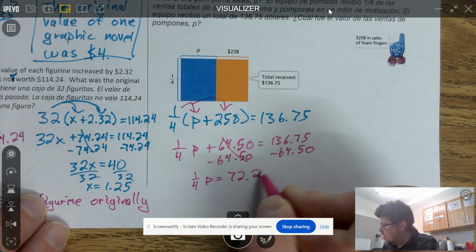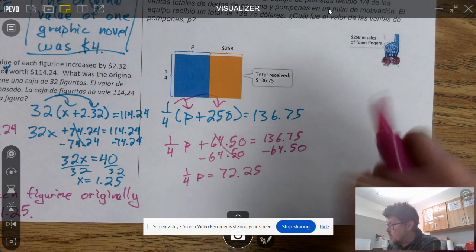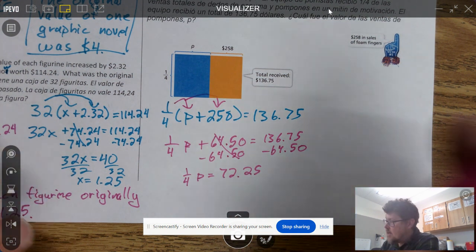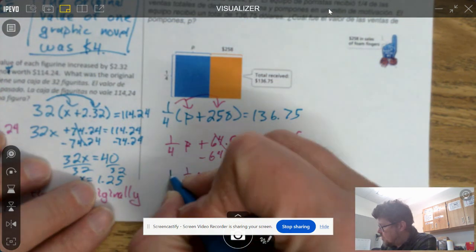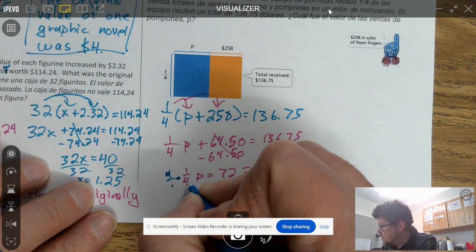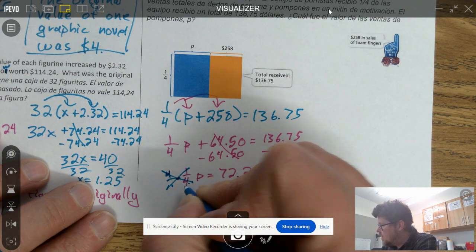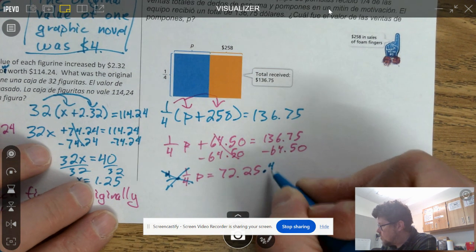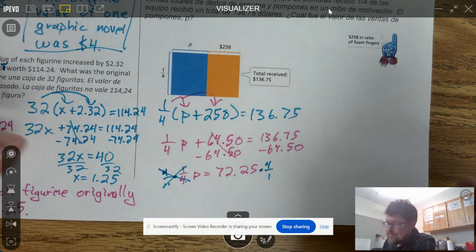Okay. Now we got to get rid of this 1/4. So there's a couple ways we can approach this, right? It's a fraction, so we can multiply by the reciprocal. Basically, we flip it around and multiply it. 4 divided by 4 is 1. 1 divided by 1 is 1. And then we do the same thing. Multiply by 4/1 right here.